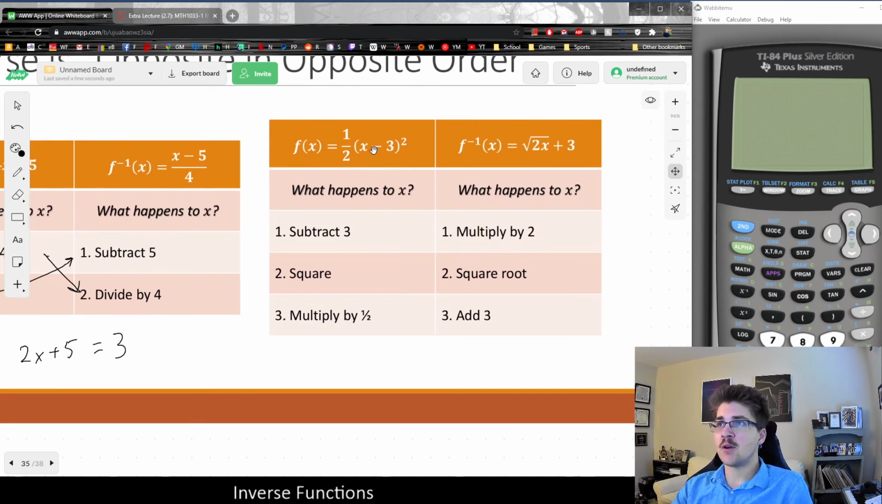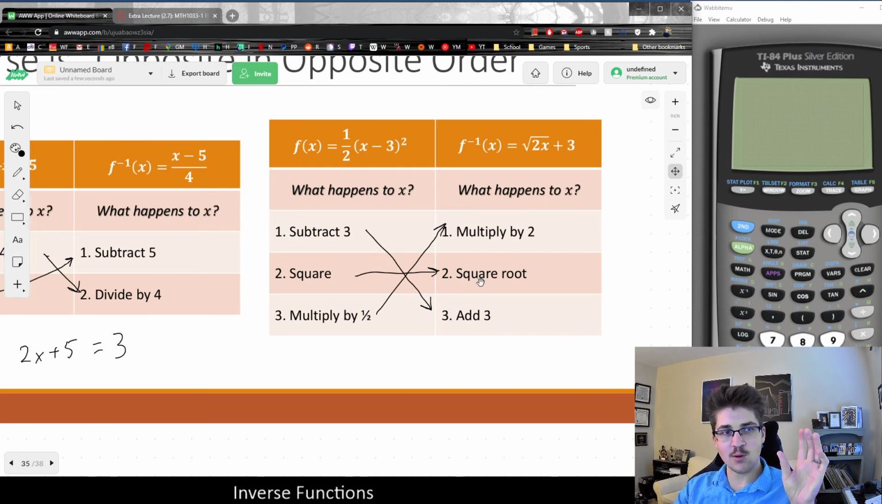And looking at one more, if I was paying attention to the order in which I'm doing things here, the first thing would be subtracting 3, then squaring, then multiplying by 1/2. If I do everything in the reverse operation and the reverse order, notice that the opposite of multiplying by 1/2 is multiplying by 2, the opposite of squaring is square rooting, and the opposite of subtracting 3 is adding 3.